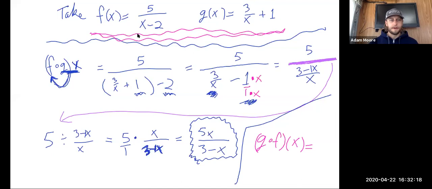Okay, let's see here. All right, G compose F of X. So G compose F, that means we have F of X, and then we're shooting that into the G function. It'll be G of that F of X. G was, here, F was this. F of X was, what was it? Oh yeah, 5 over X minus 2.